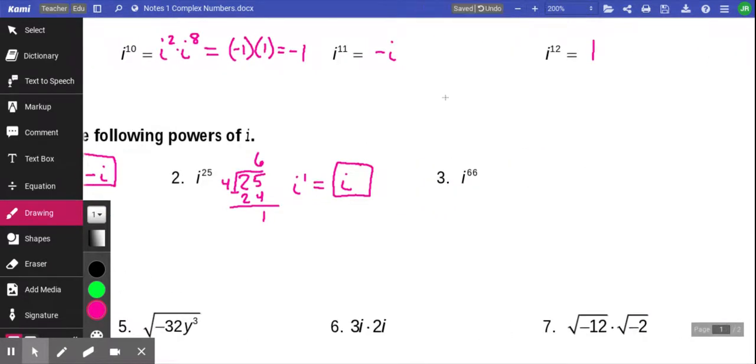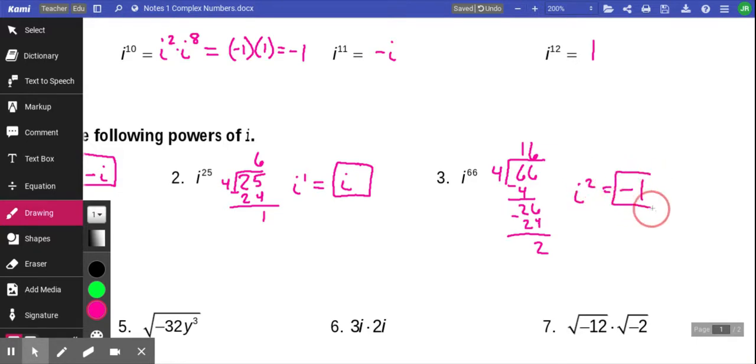So if we have i to the 66th, we could take 66 divided by 4, and that would give us a 1 here. 1 times 4 is 4. That's going to give us a 2, bring down the 6. 4 goes into 26 6 times, and that gives us 24, remainder 2. All right, so because we're 2 away, that means that's going to give us i to the second power, which is a negative 1.